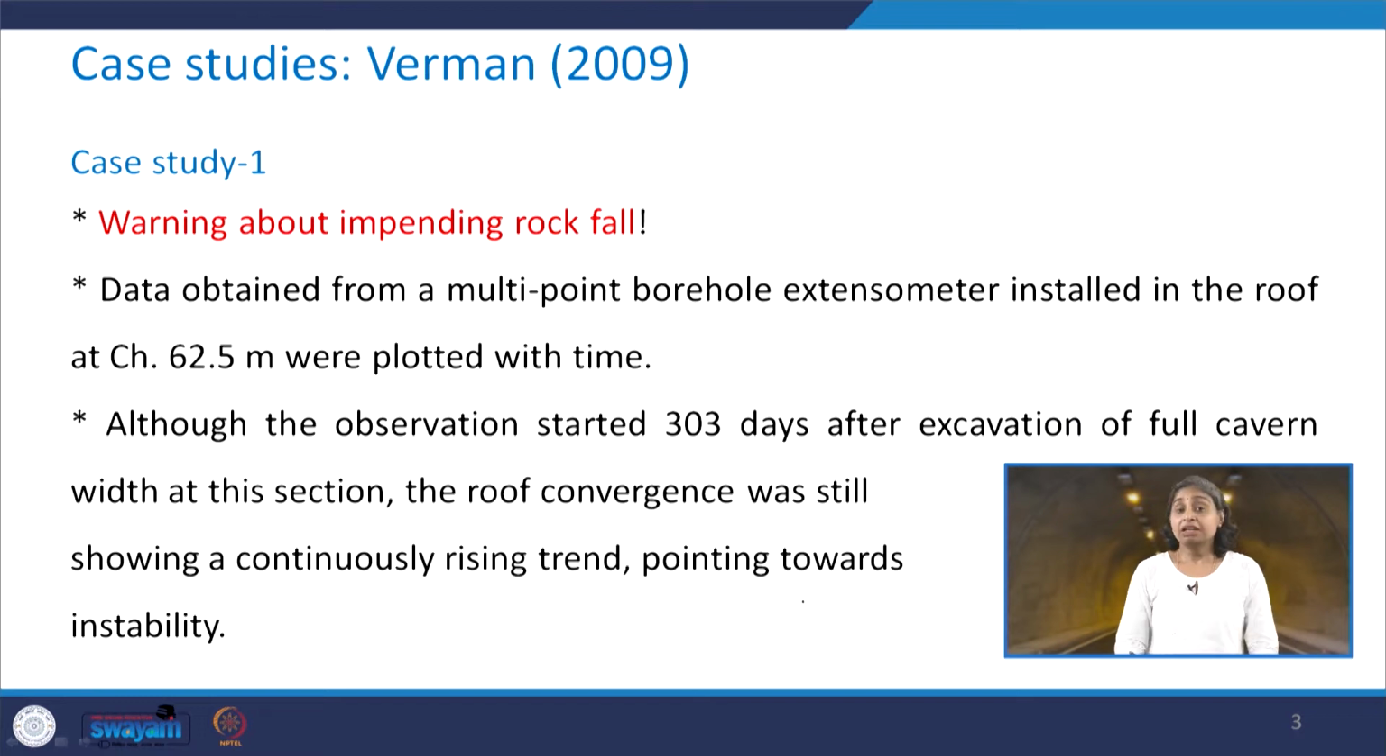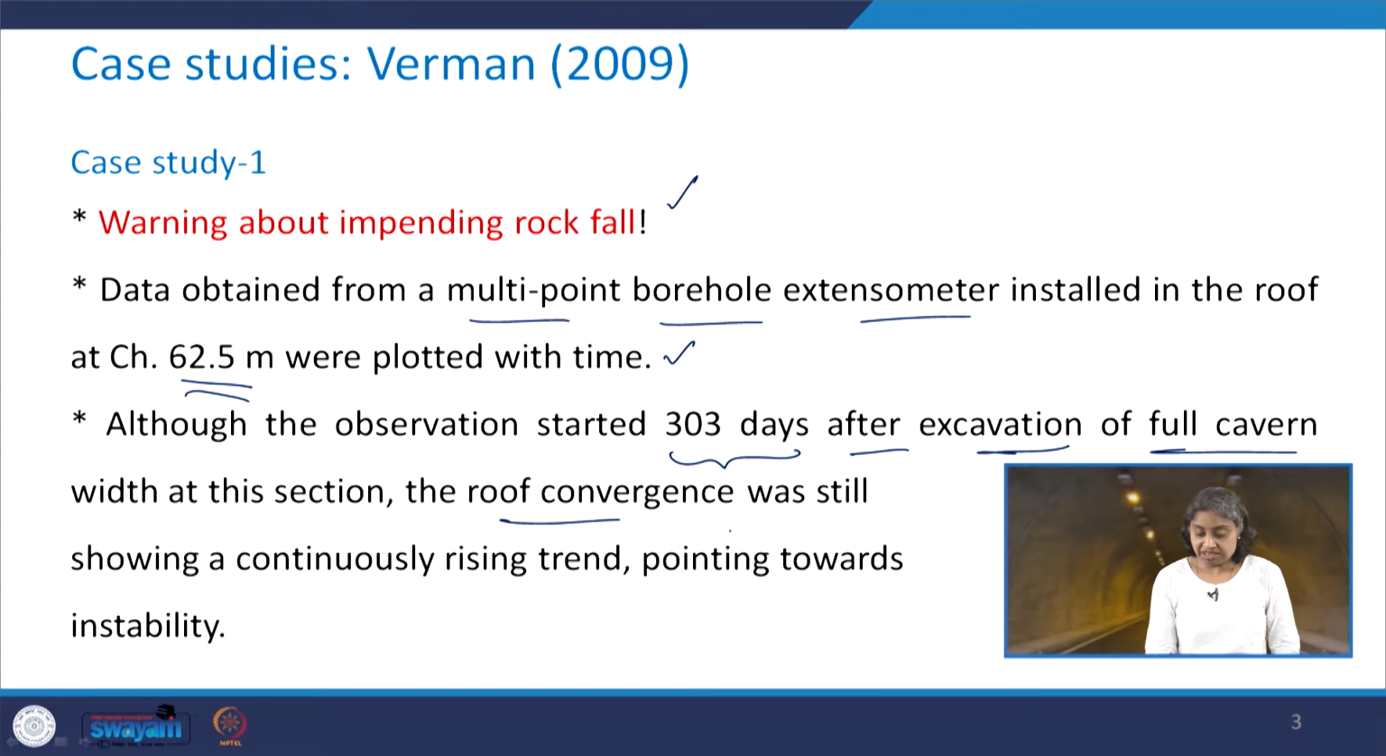Let us take a look. There was a warning about the impending rock fall just because the sections were properly instrumented. So, the data that was obtained from the multi-point borehole extensometer, which was installed in the roof at chainage 62.5 meter, was plotted with time. Although the observation was started 303 days after the excavation of full cavern width at this section, the roof convergence was still showing the continuous rising trend, and this was pointing towards the instability.